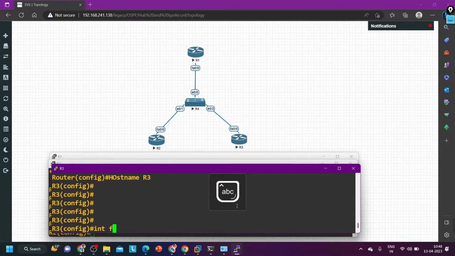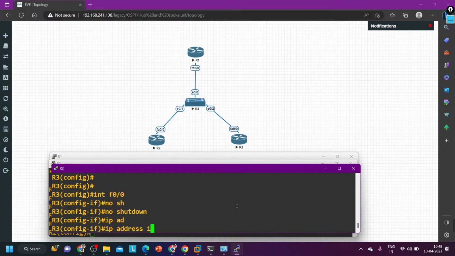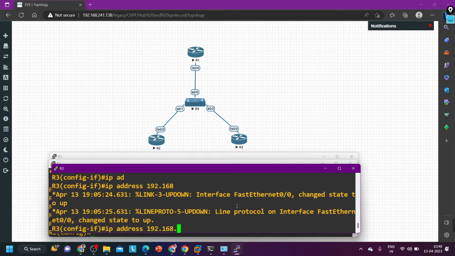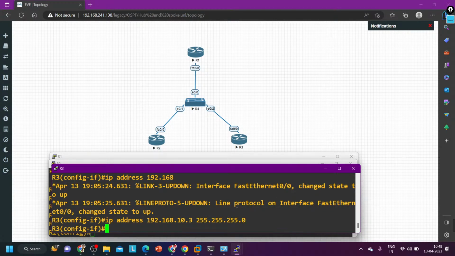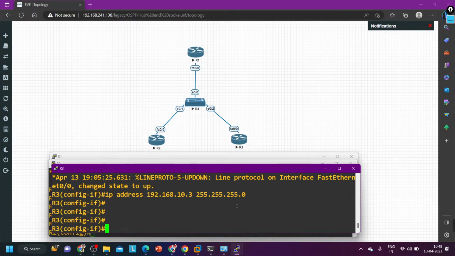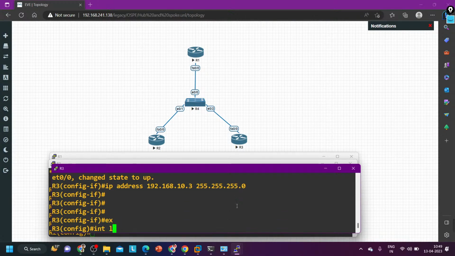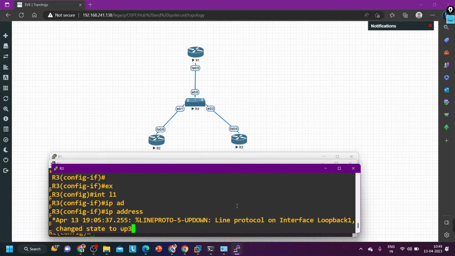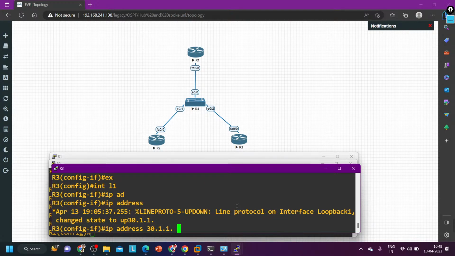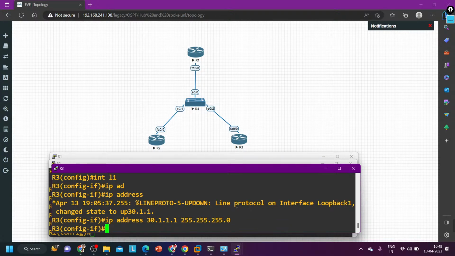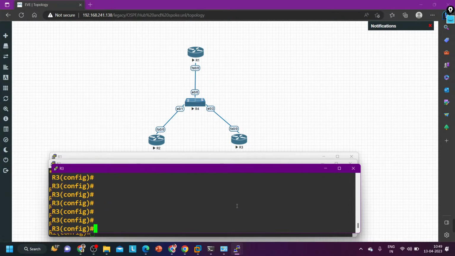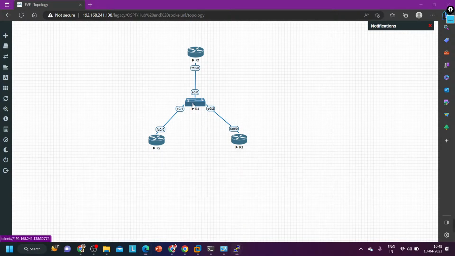Interface F0/0, no shut, set IP address 192.168.10.3 255.255.255.0, and interface loopback 1 IP address is 30.1.1.1 255.255.255.0. Okay, now on the switch number 1 I am going to make this topology.